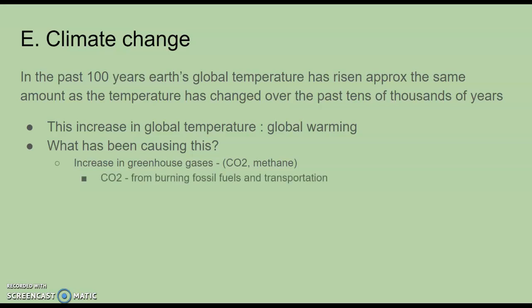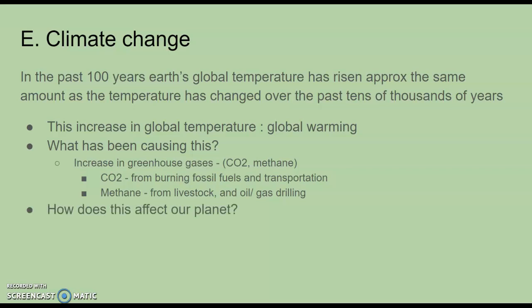So we get our carbon dioxide from burning fossil fuels and through transportation. Those are the biggest methods by which we're producing a lot of carbon dioxide. Methane, we actually get a lot from cattle and livestock. They produce a lot of methane. Also from oil and gas drilling. So companies, this is called fracking, where they drill into the ground to capture some oil.